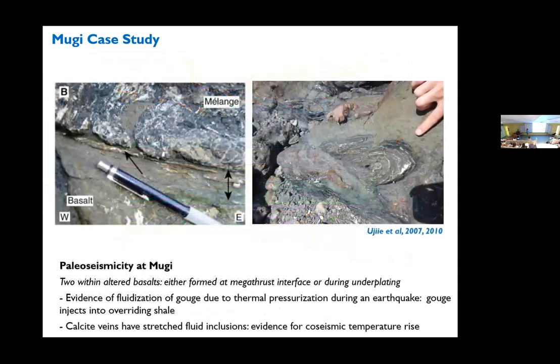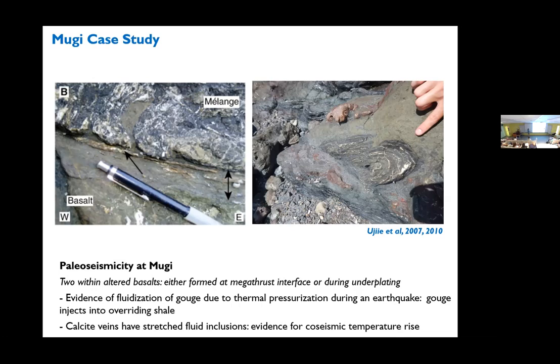So what do these look like in the field? How do we know that they're earthquakes? So this is one example within the altered basalt. This is what's known as a fluidized cataclasite. So it's a really finely ground up altered basalt. And you can see it injecting here into overlying shale. And that injection is caused by near lithostatic pore fluid pressures.